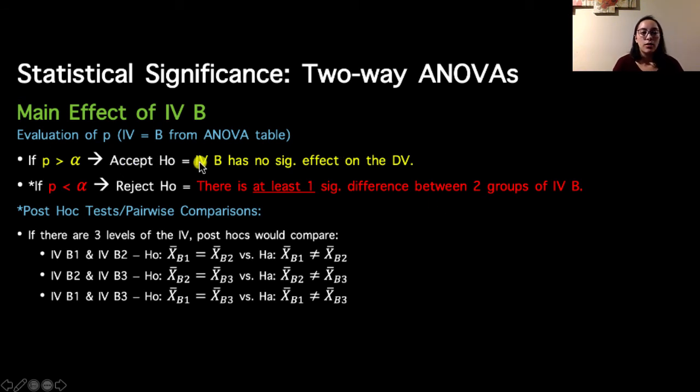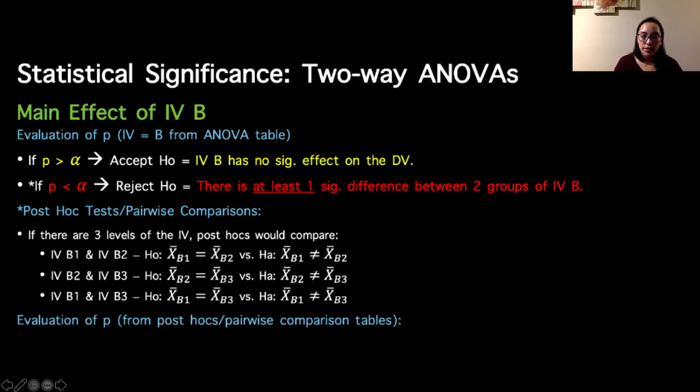Okay, so if we have a p-value greater than 0.05, sport has no significant effect on sprint speed. If we had a p-value less than alpha or less than 0.05, there's at least one significant difference between the sports for the sprint speed that we measured. So then we'd look at post hoc tests, and we'd say, is there a difference between basketball and football, football and soccer, or basketball and soccer?